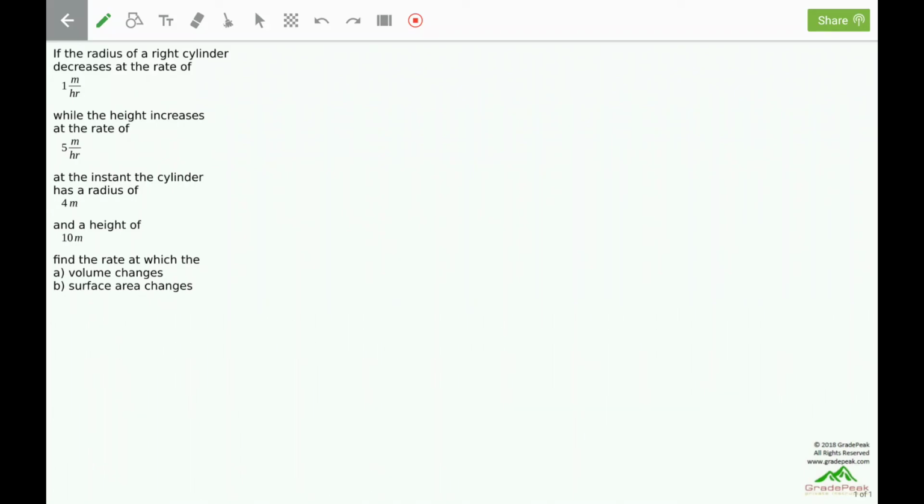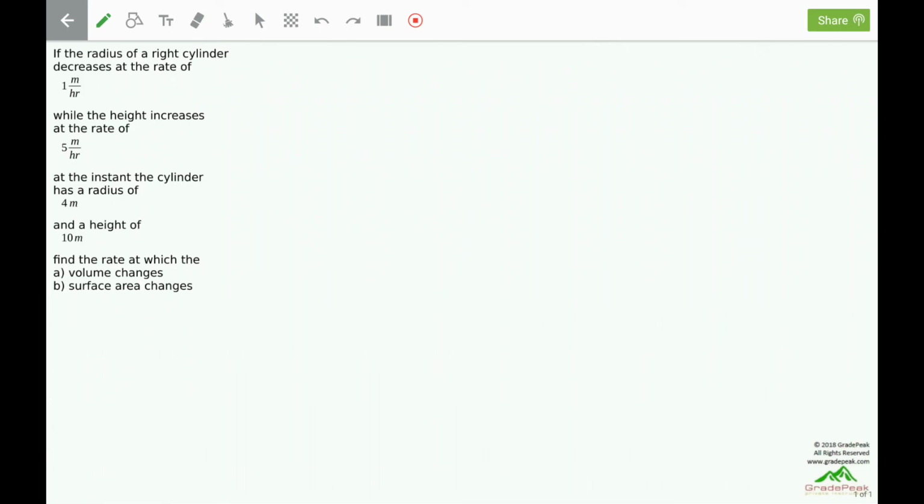If the radius of a right cylinder decreases at the rate of 1 meter per hour, while the height increases at the rate of 5 meters per hour, at the instant the cylinder has a radius of 4 meters and a height of 10 meters, find the rate at which the A, volume changes, and B, surface area changes. The best thing to do here is to write down the information given.